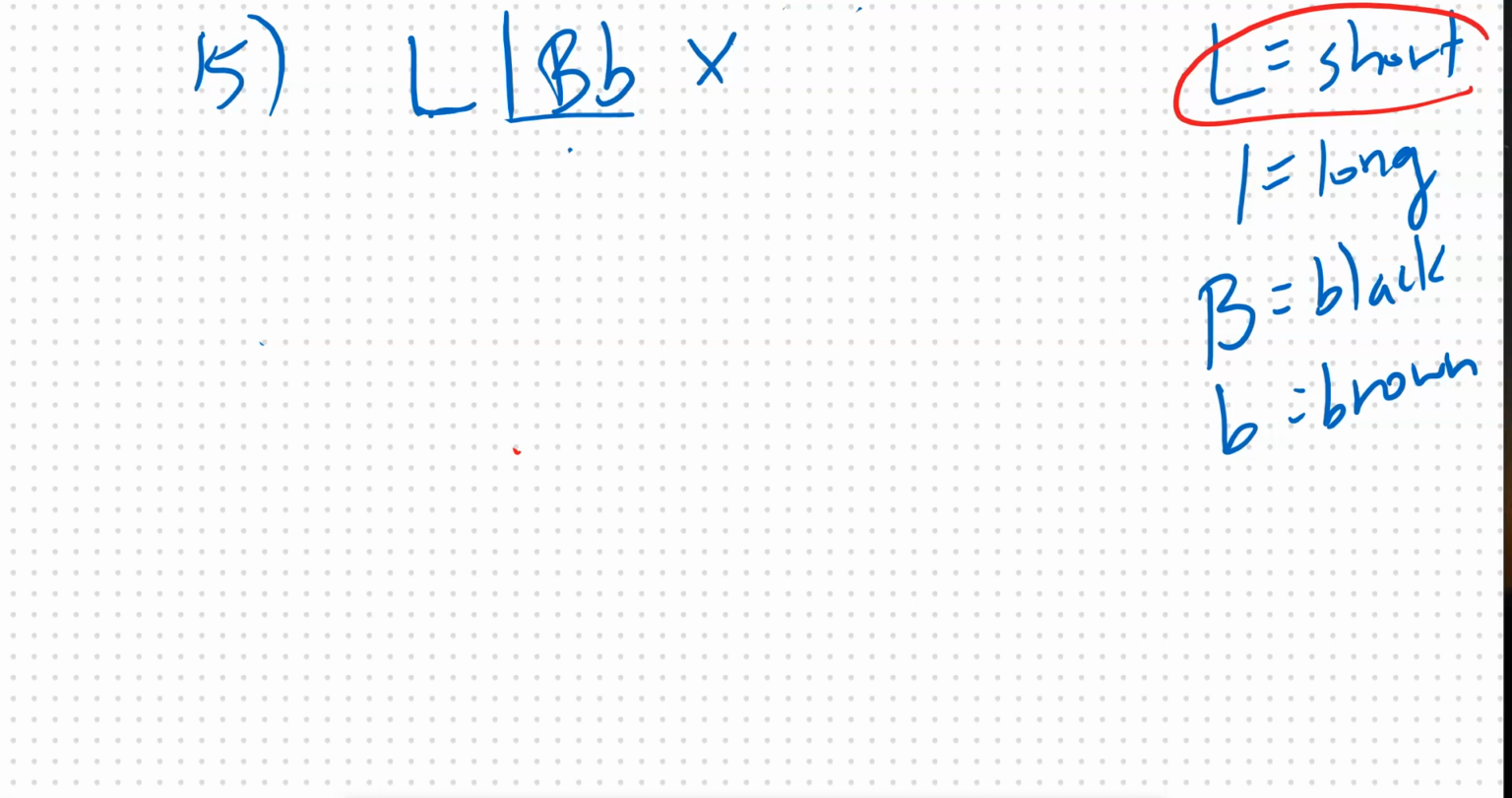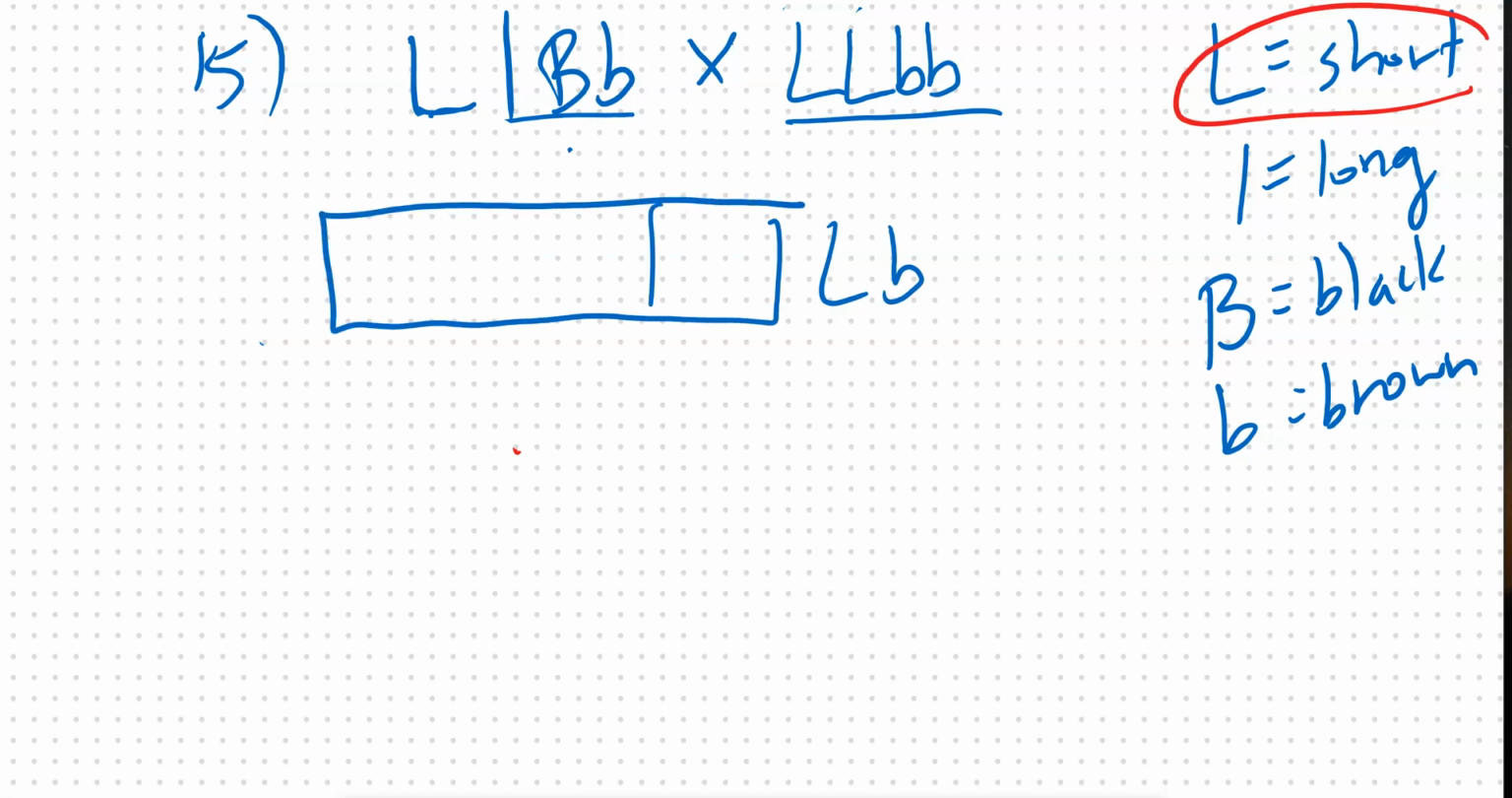Homozygous short and brown rabbits. So homozygous short, homozygous brown. Just do the same thing. This one can only pass on big L or little b. And then we just do the Punnett square again. This one is big L, big B, big L, little b, little L, big B, little L, little b.